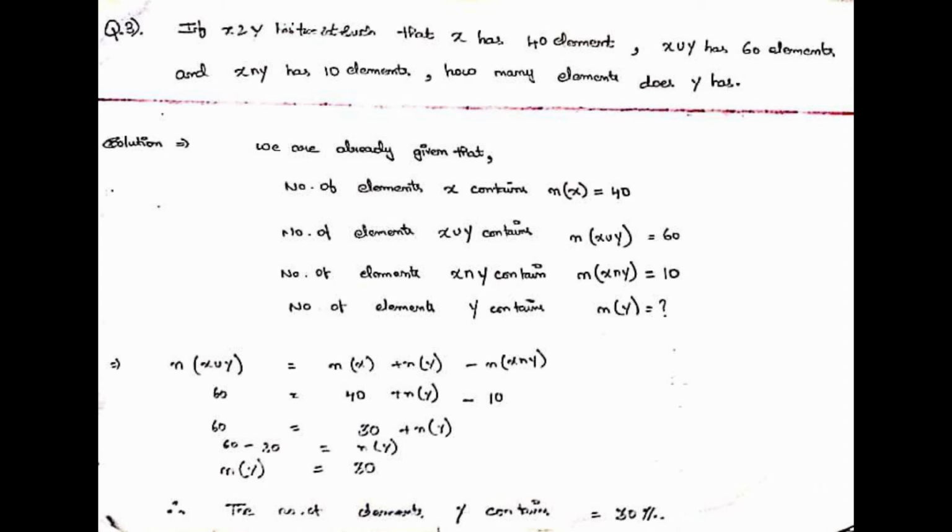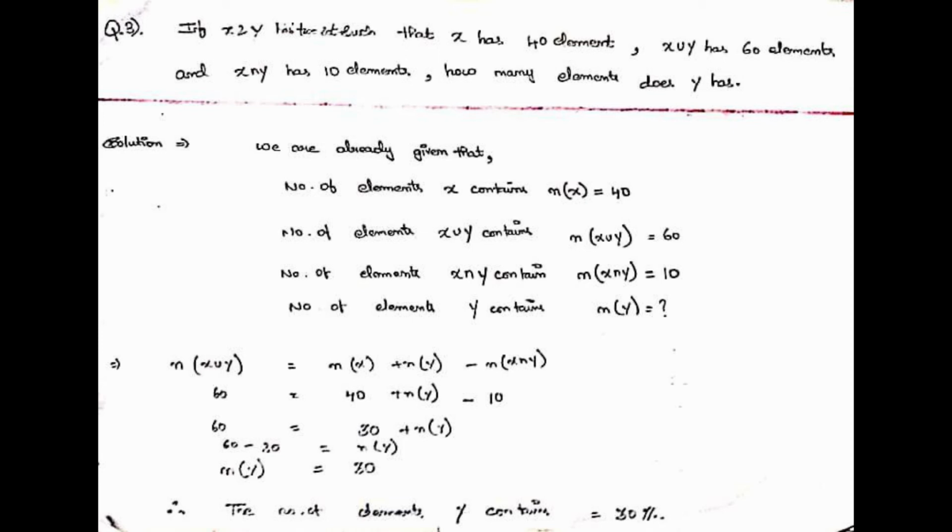We are already given the number of elements X contains, that is n(X) = 40. The number of elements X union Y contains, n(X ∪ Y) = 60. And the number of elements X intersection Y contains, n(X ∩ Y) = 10. We have to find how many elements Y has, that is n(Y) = ?